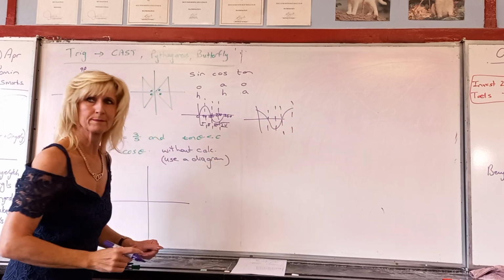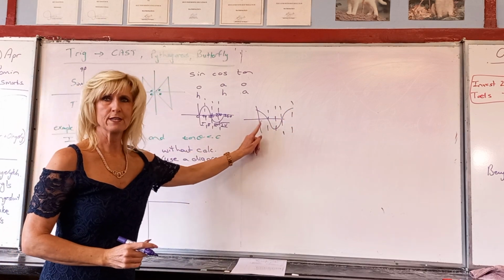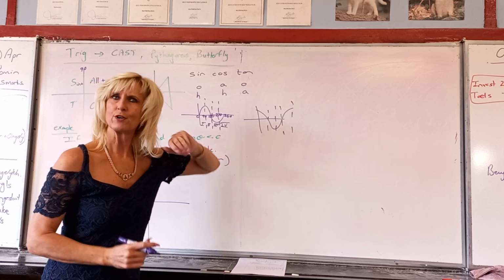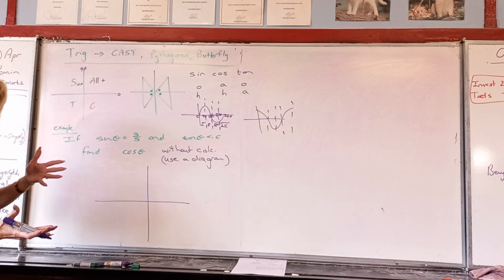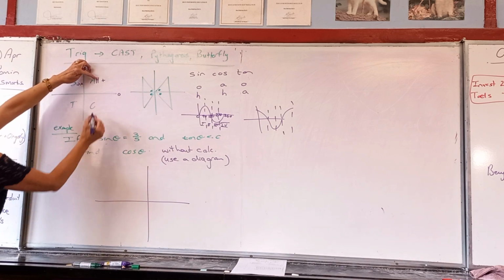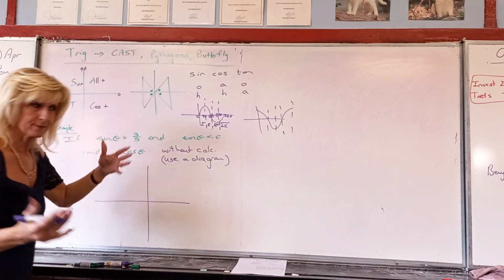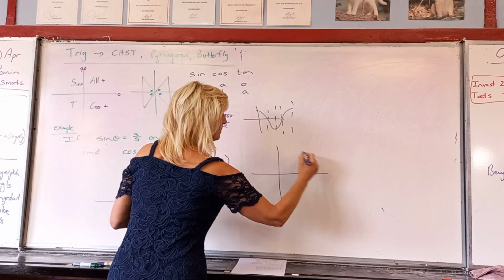You see it? Quadrant 1? Positive. 2? Negative. 3? Negative. 4? Positive. Do you see it? So where's cos positive? First and fourth. Yeah. You see it? For tan.